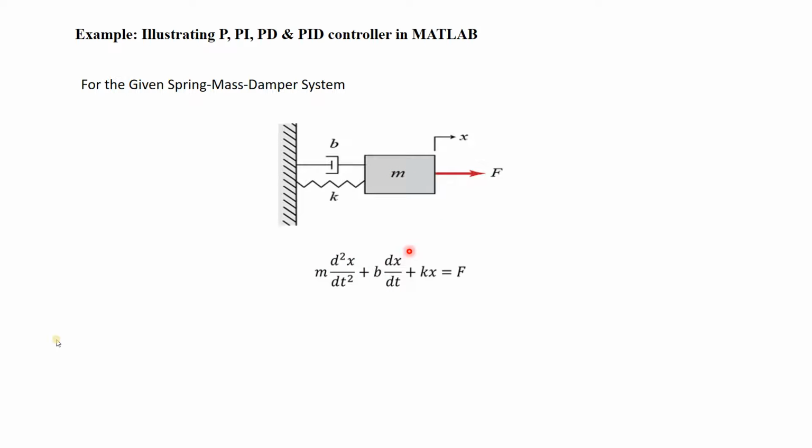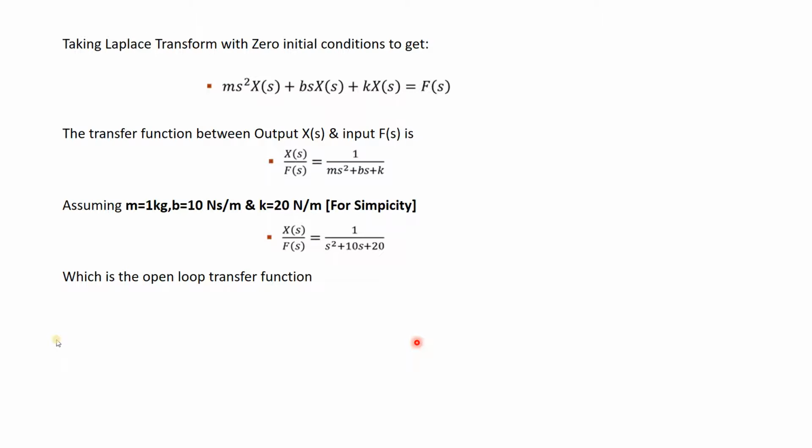The force is equal to mass into acceleration plus the friction is there. So more force is required to overcome the dash force also. So b into rate of change of displacement, that is velocity, plus the spring. So more force is required to pull the spring also. So this is the dashpot constant, this is spring constant multiplied by distance equals force. So this is the time response of the force equation of this physical system.